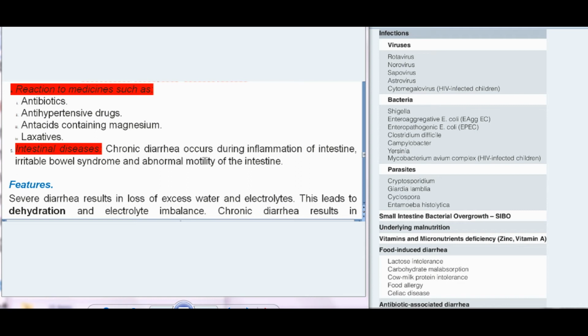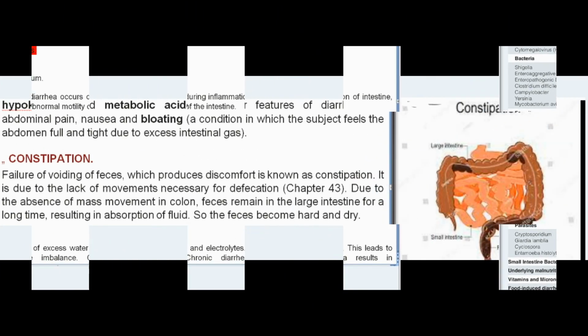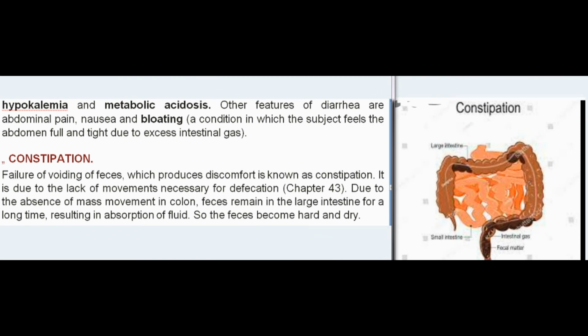Features. Severe diarrhea results in loss of excess water and electrolytes. This leads to dehydration and electrolyte imbalance. Chronic diarrhea results in hypokalemia and metabolic acidosis. Other features of diarrhea are abdominal pain, nausea, and bloating, a condition in which the subject feels the abdomen full and tight due to excess intestinal gas.